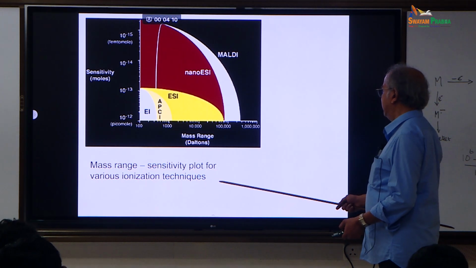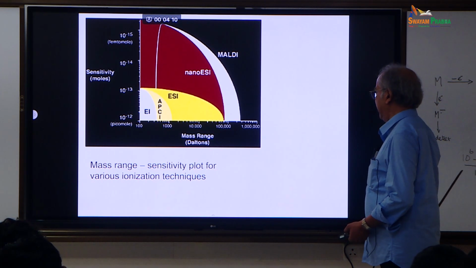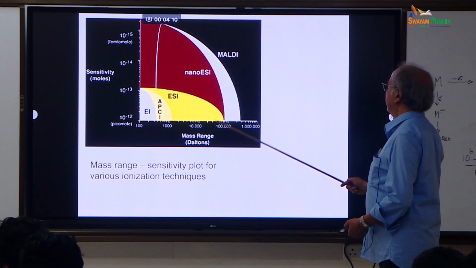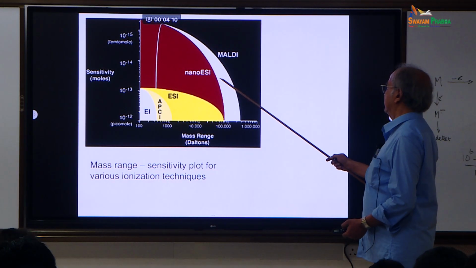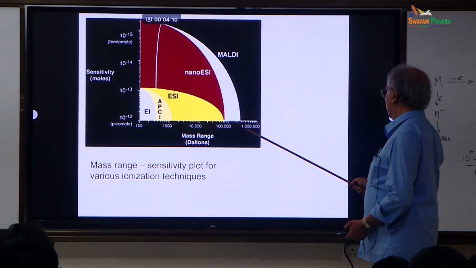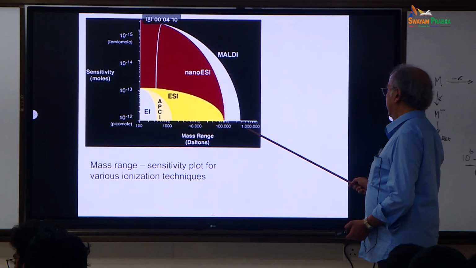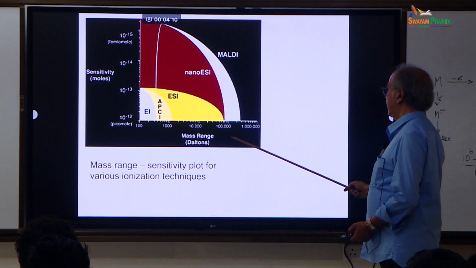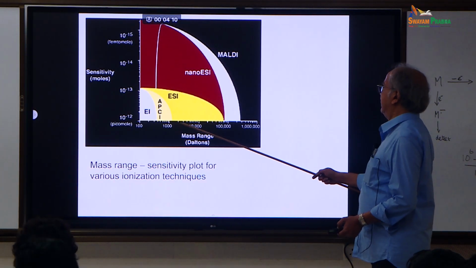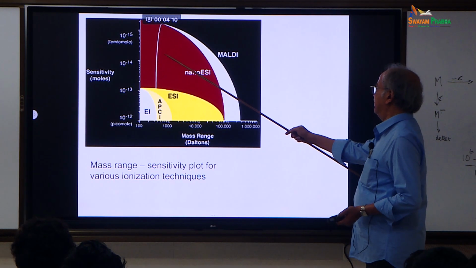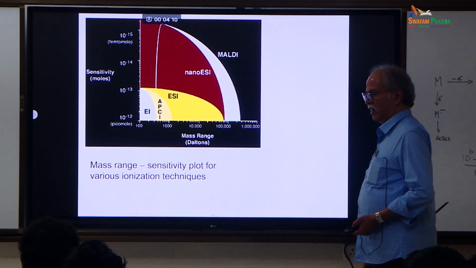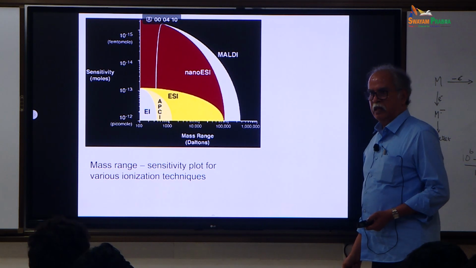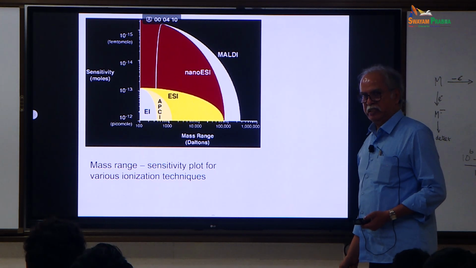Mass range and sensitivity plot for various ionization techniques. Look at the mass range for nano electrospray ionization mass spectrometer: 1,000. Sensitivity femtomolar, 10 to the power minus 15 mole. These were never heard of prior to MALDI and ESI, electrospray ionization mass spectrometry.